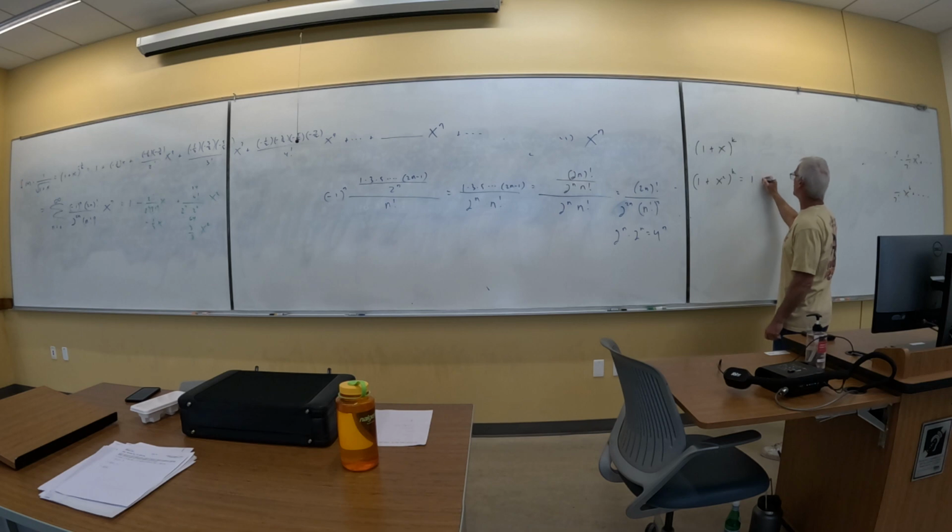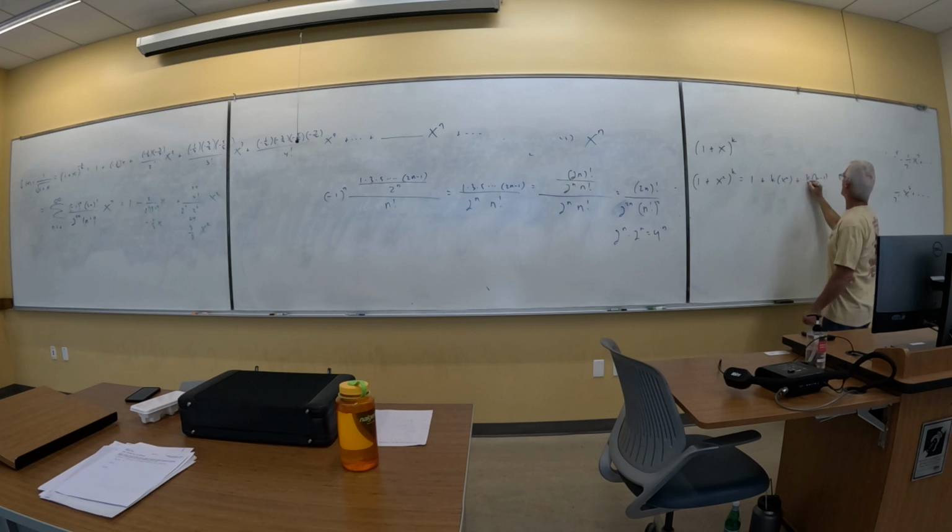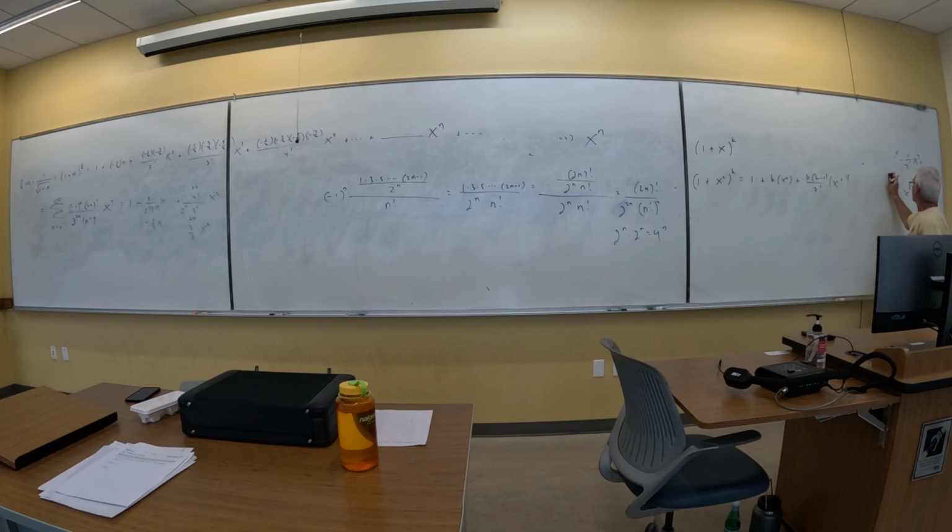So shouldn't this be 1 plus kx, plus k times k minus 1 over 2 factorial x squared? No, x squared squared. Plus k times k minus 1 times k minus 2 over 3 factorial x cubed. X squared cubed. Is that hard? No, that's a piece of cake. That's easy.